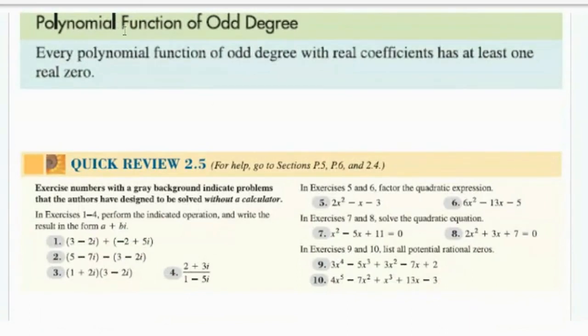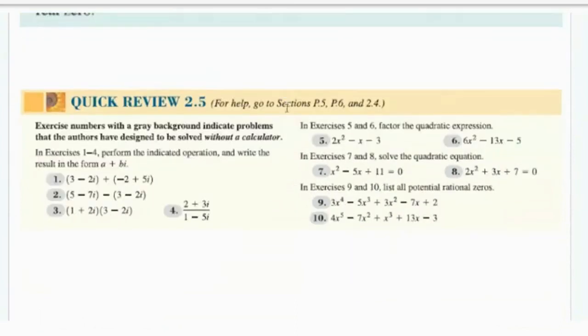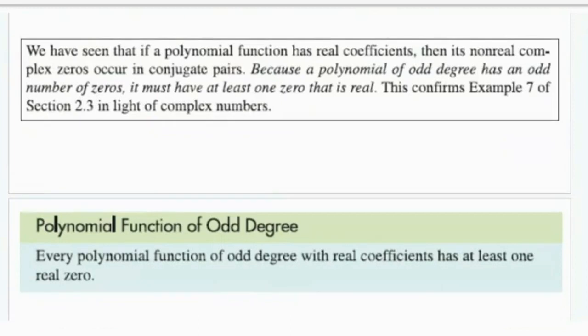Oh, that's a good point here. The polynomial function of odd degree. Every odd degree has at least one real zero, because remember, when it's odd, it will cross the x-axis. Right? Even, it could bounce off, but if it's higher, it won't even touch it. But an odd one always crosses. So there's going to be at least one real zero with every odd degree. Could be more. All right.